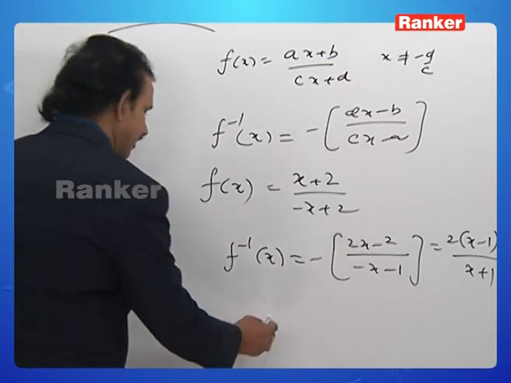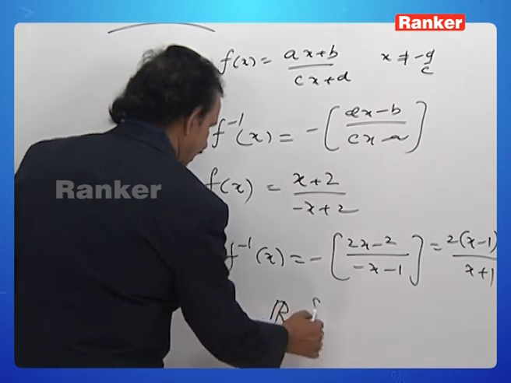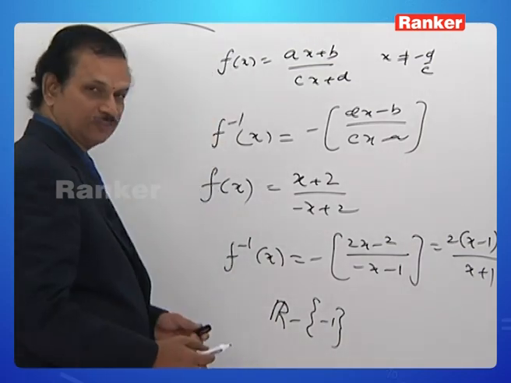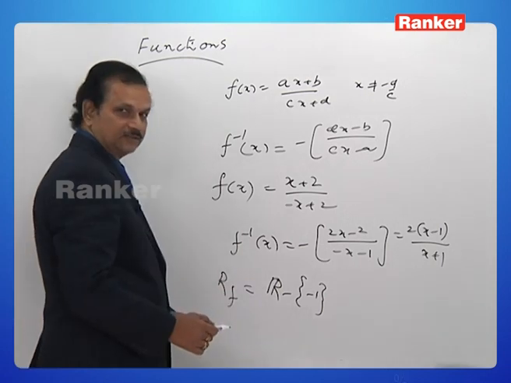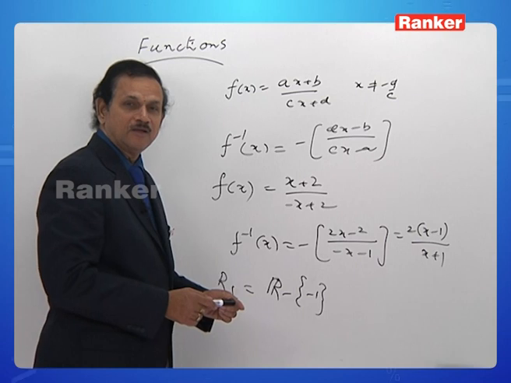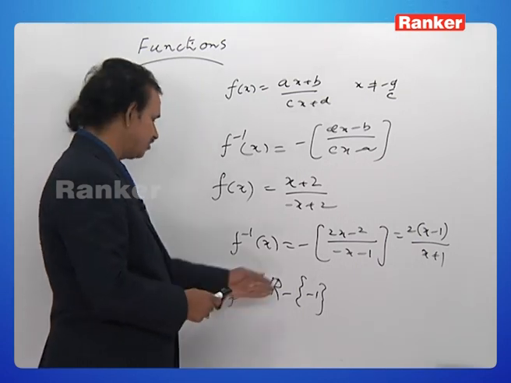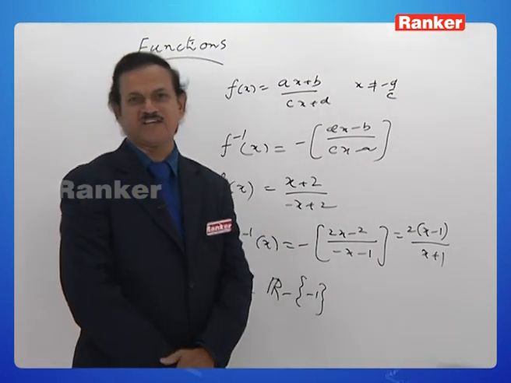Therefore, the domain here is R minus the singleton {minus 1}. That is the domain of f inverse, and of course the range of f. Yes, f and f inverse are related in such a manner. Domain of f inverse is nothing but the range of f, hence the range of f is R minus {minus 1}, hence the second option is the right option.